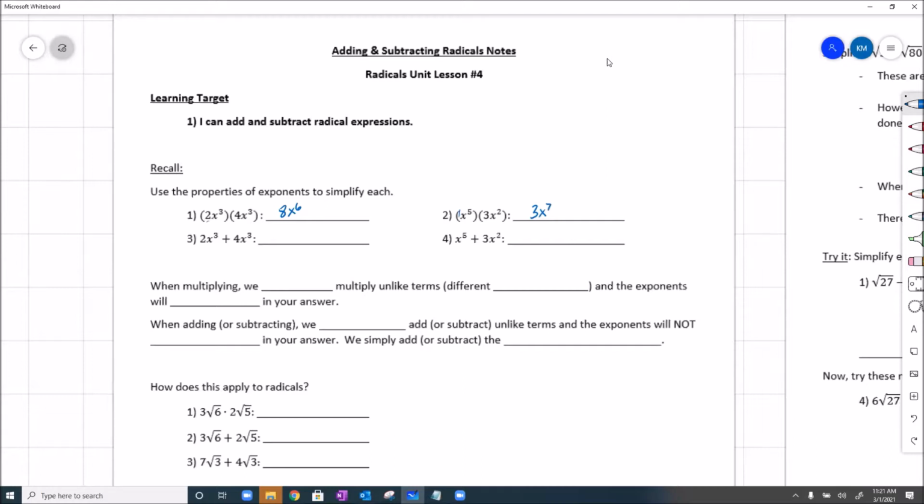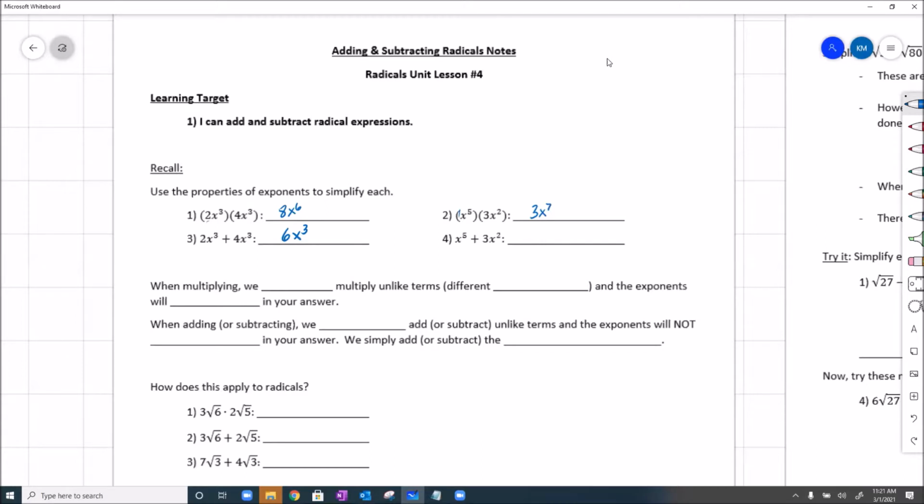Number 3, we have 2x cubed plus 4x cubed. Remember when we're adding and subtracting polynomials, we need to have like terms, and we do have them. And so since we do have them, we have 2x cubed and 4x cubed, meaning we have 6x cubed.